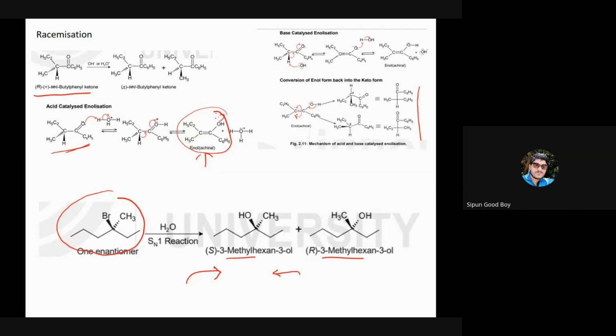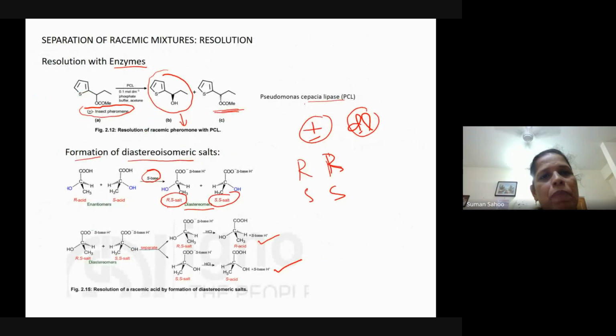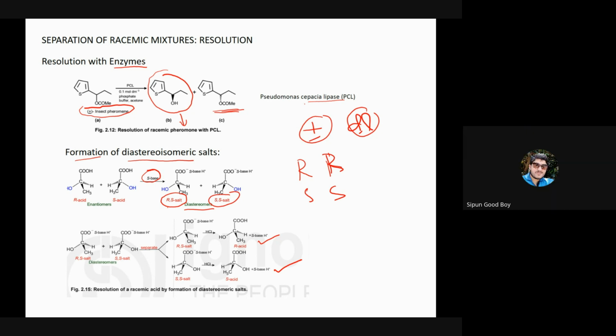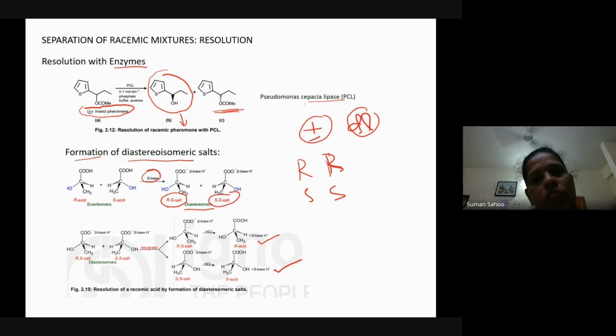Separation means you are separating, because whenever you are doing any synthesis you are getting a racemic mixture. We always need a single enantiomer. Most of our medicines, like levocetirizine, which we take for cold and cough, is an anti-allergic medicine. So you need it in a pure form.